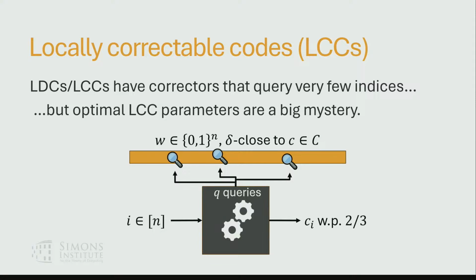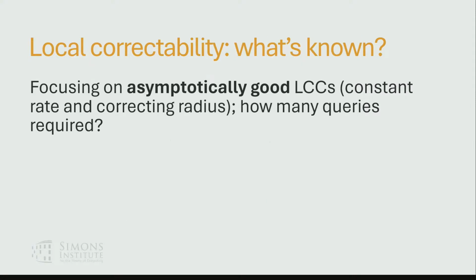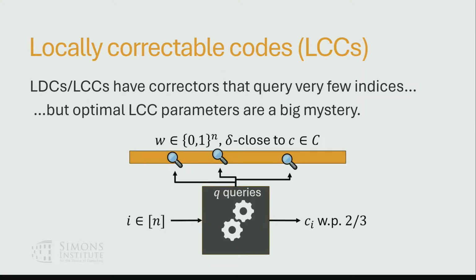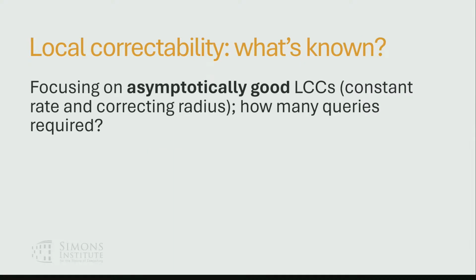In this talk, we'll be focusing on the asymptotically good setting, which is locally correctable codes that have constant rate and constant correcting radius. Correcting radius here is the delta, which is how much corruption the corrector is able to handle. And so in this setting, when the rate and the correcting radius have to be constant, how many queries are needed by the best possible LCC?